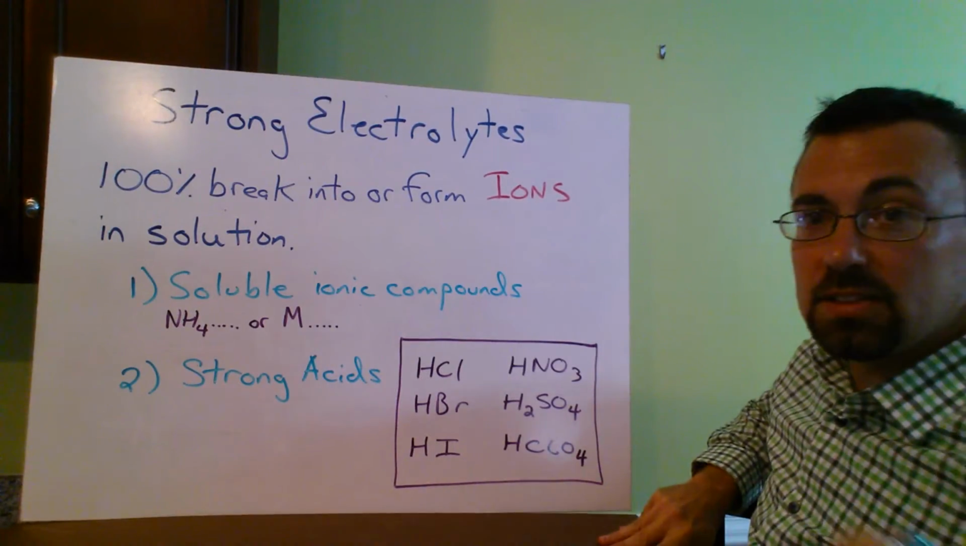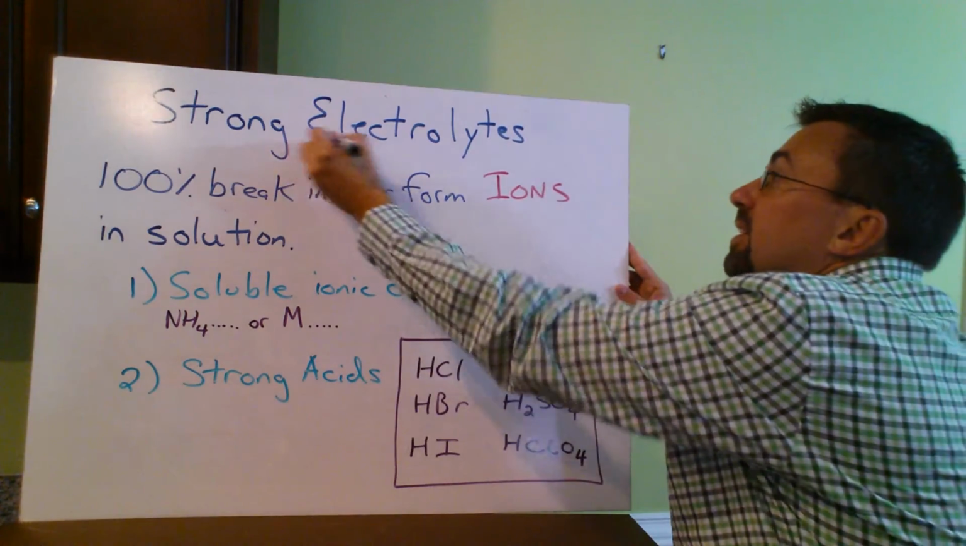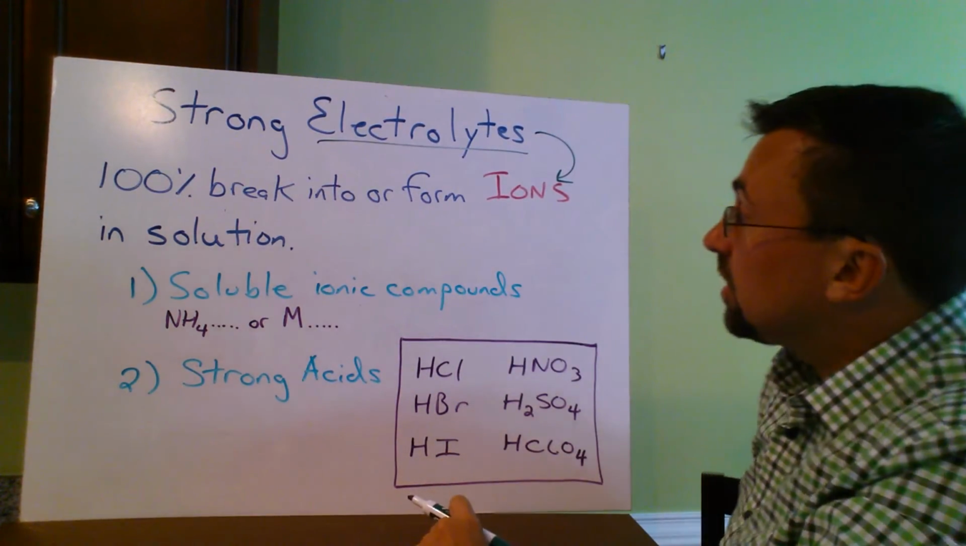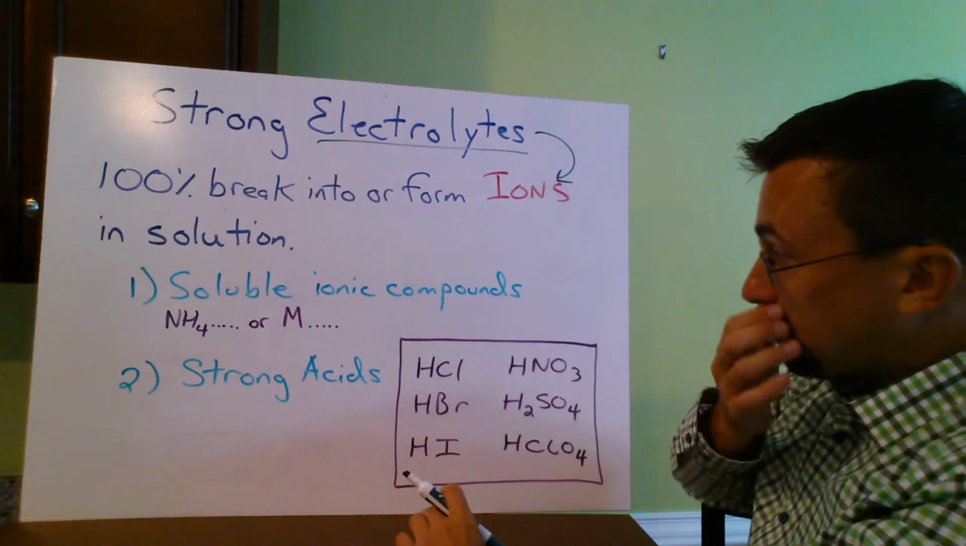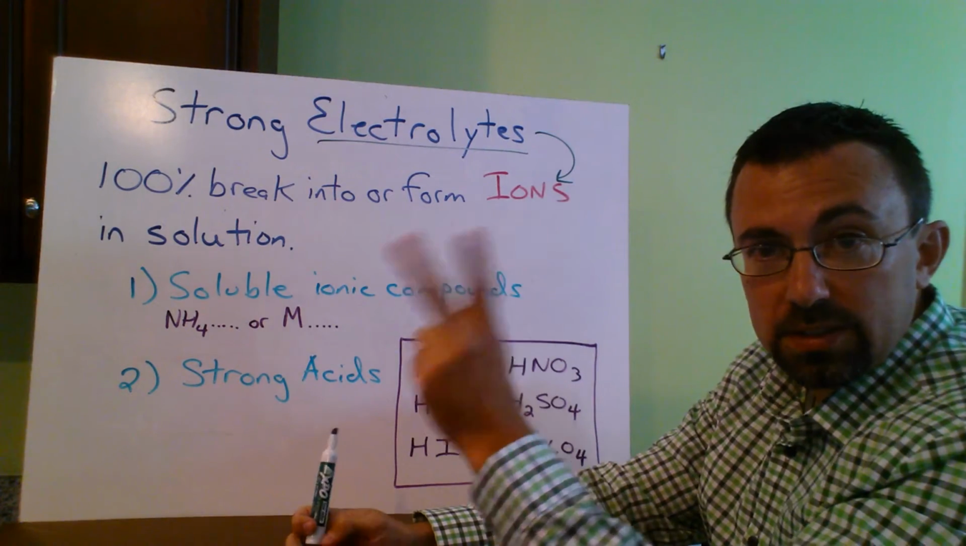So, strong electrolytes, just to summarize, once again, 100% break up into ions. And again, I want you to think electrolytes equals ions. So, 100% breaks into ions. And how will I know a strong electrolyte when I see one? There's two different strong electrolytes I expect you to recognize.